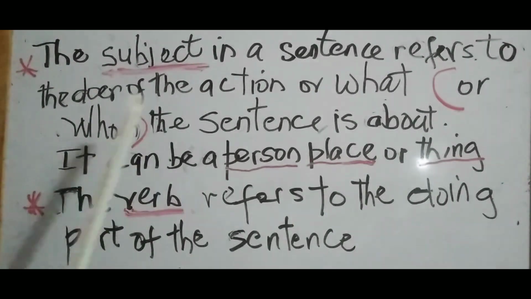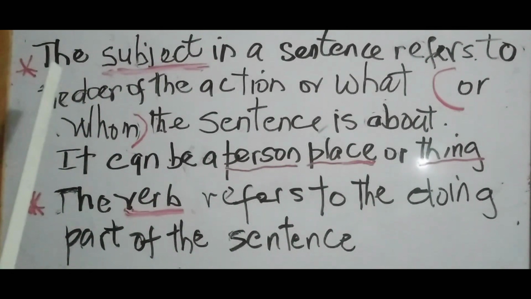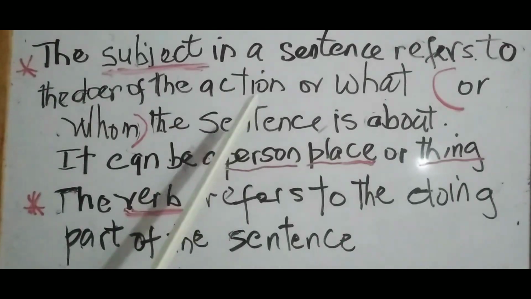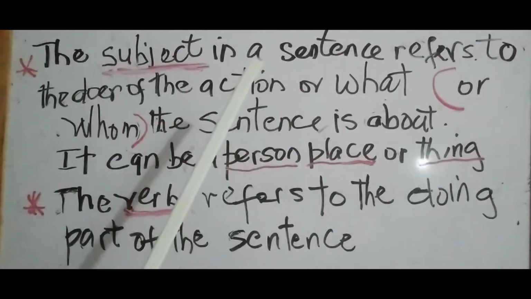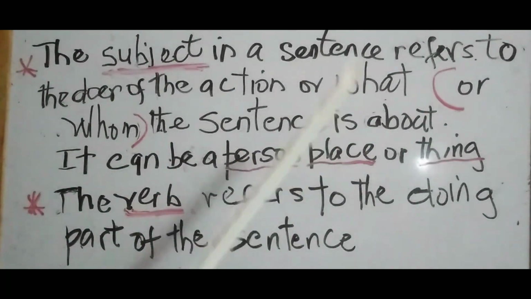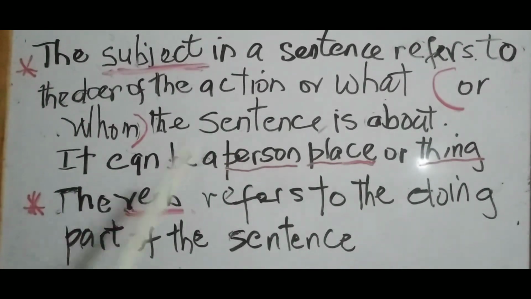Here we have two definitions, one for subject and one for verb. The subject in a sentence refers to the doer of the action, or what or whom the sentence is about. It can be a person, place, or thing. The verb refers to the doing part of the sentence. So the subject is the doer while the verb is the actual doing. All right? And I'm going to put some sentences, and we are going to identify the subject and the verb in each of those sentences.